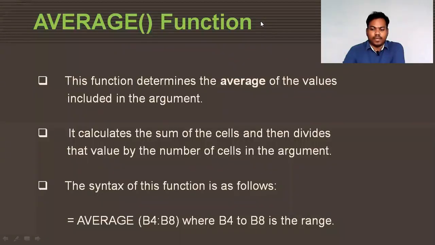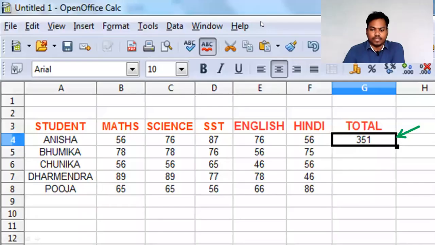In the same way, we will get the values like this, 351. Next, we can even copy this formula to the cells below, and it will take the relative reference of Bhumika, Chunika, Dharmendra, Pooja.